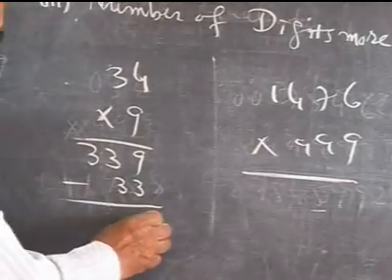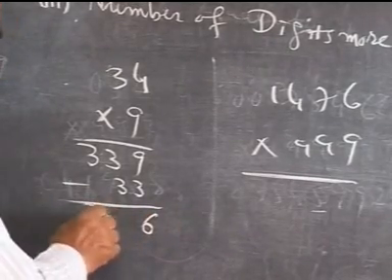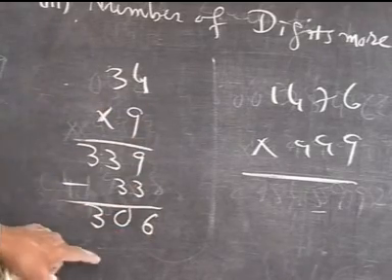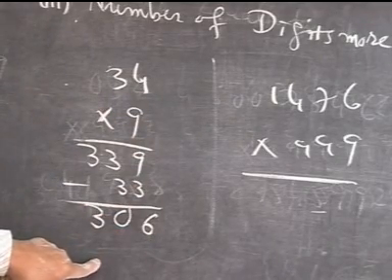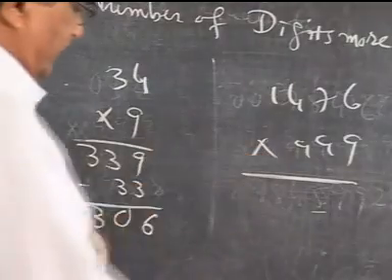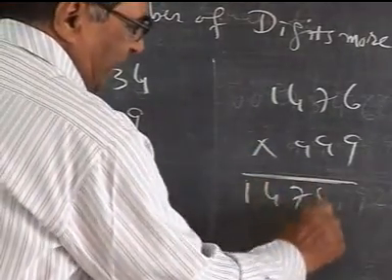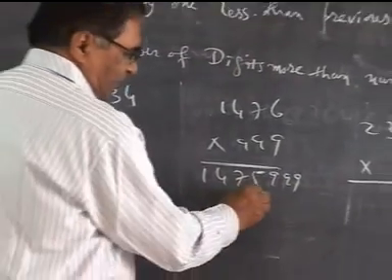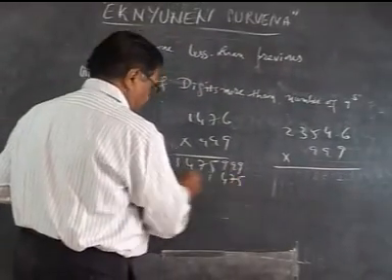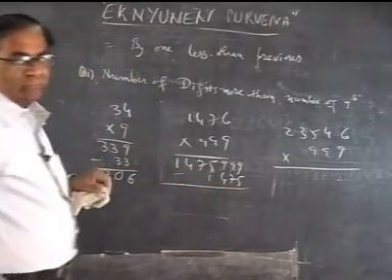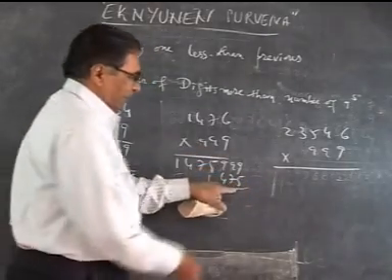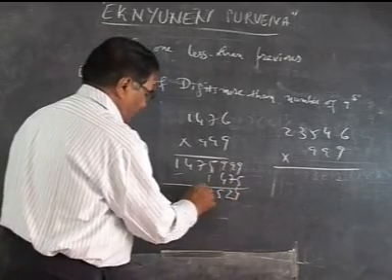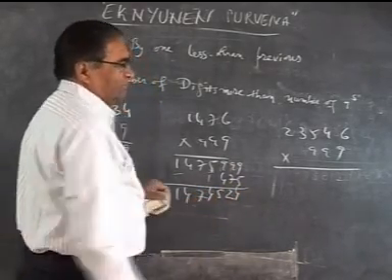So it is 6, this is 30. 9 fours are 36, carry 3, 27 is 30. The answer is true. Same way here, 1475: decrease 1, 999, and then 1475 is to be subtracted. 9 minus 5 is 4, 7, 2, 5, so 4, 7, 1, 4.